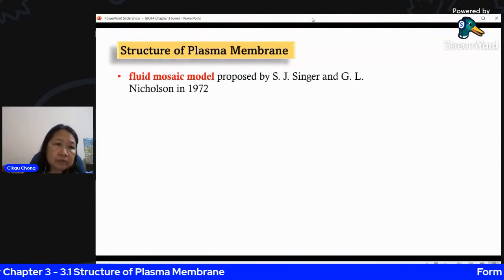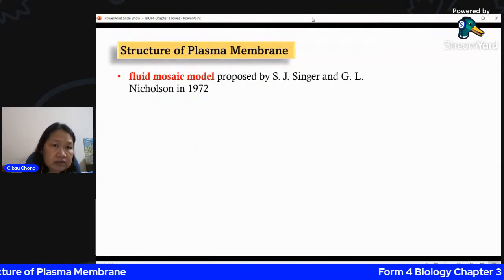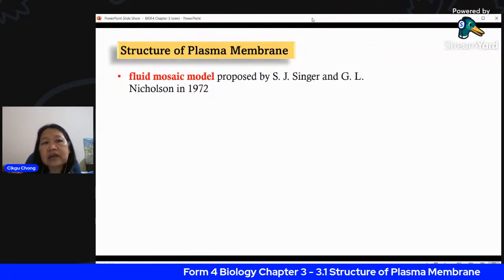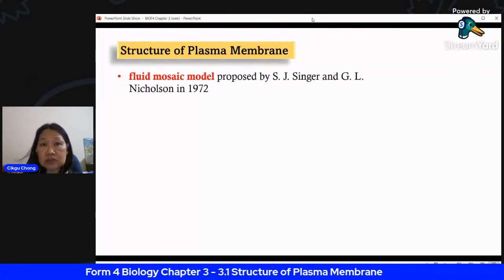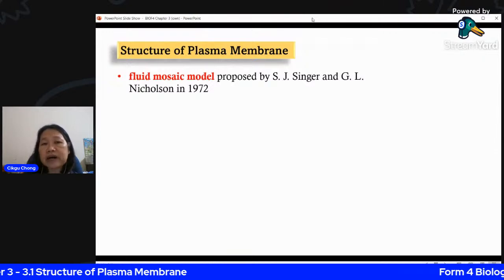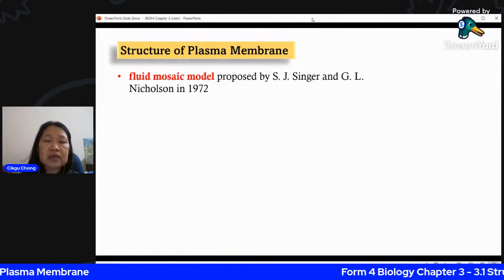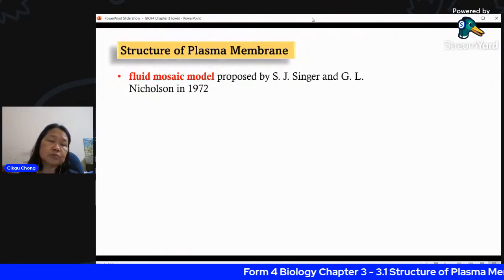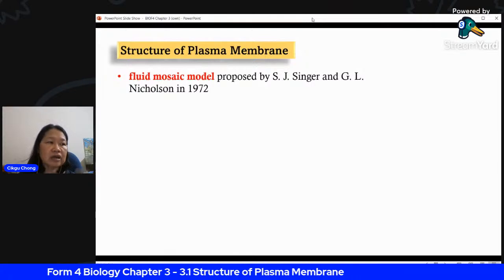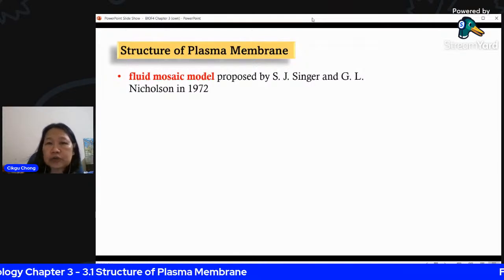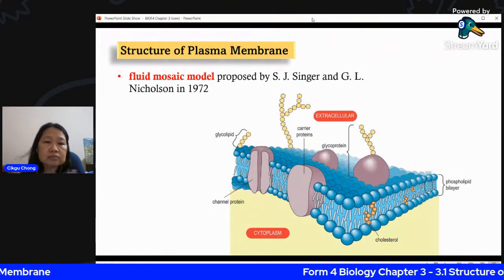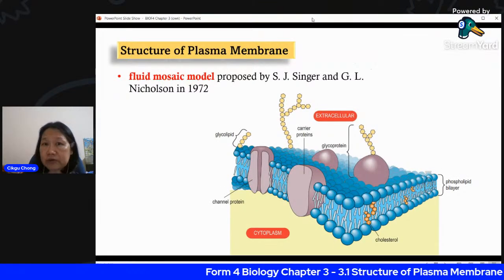So, the structure of the plasma membrane. Many other scientists earlier have proposed their models, but this is the one that we still use until today. This is called the fluid mosaic model, which was proposed by S.J. Singer and G.L. Nicolson in 1972. This has been found to be the most accurate to explain the movement of substances into and out of the cell, so we still use this model until now. Basically this model looks like this. This is a picture I've taken out from our textbook.